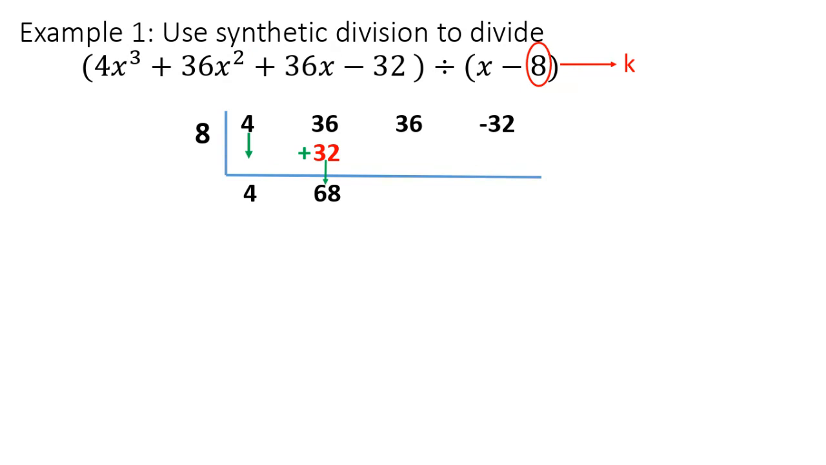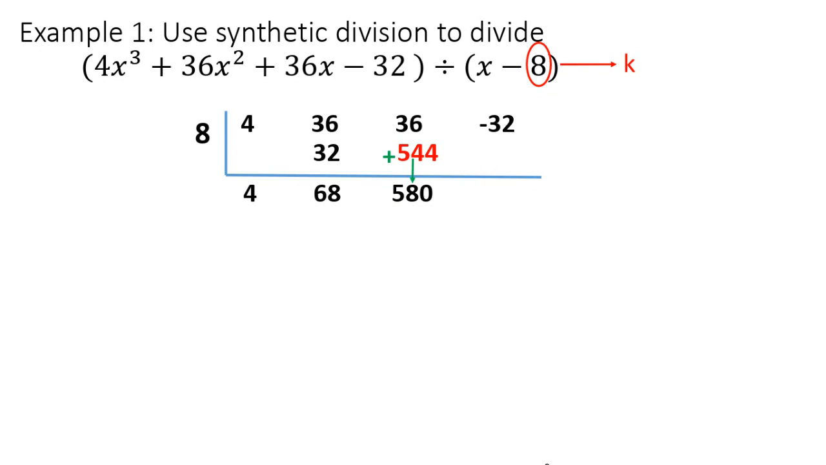So I'm going to multiply 8 times what number? And you can put it in the chat, or you can just say it if you like. 68. Yes. So I multiply 8 times 68, and I get 544. So that number goes below the 36. So now I'm going to add 544 plus 36, and that gives me 580.